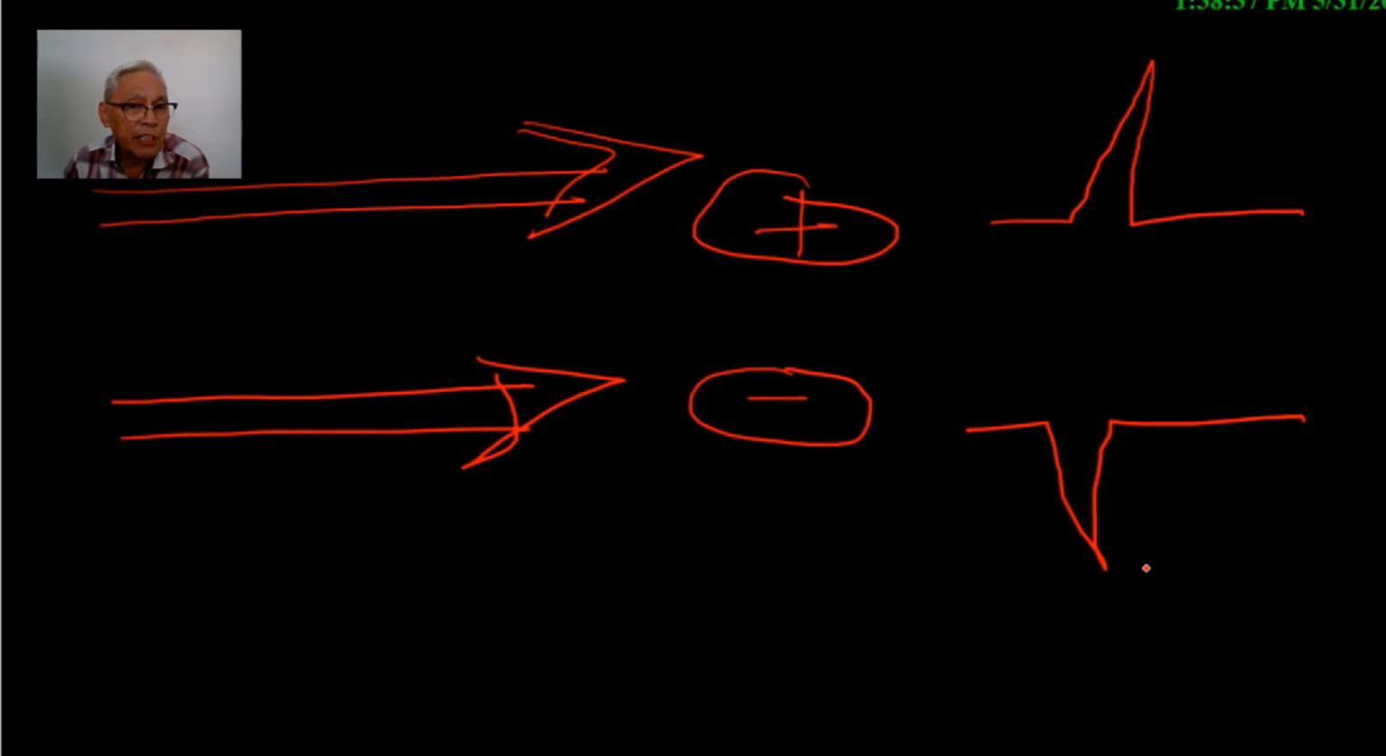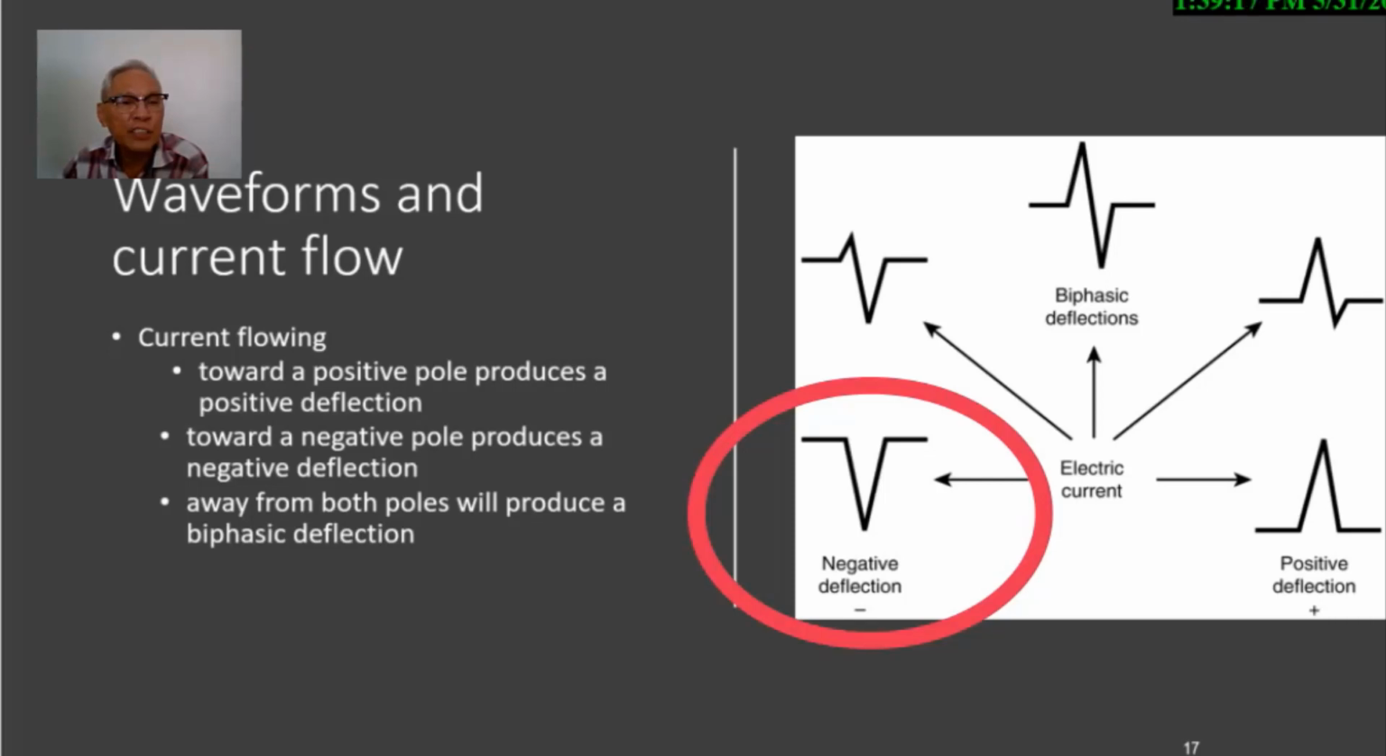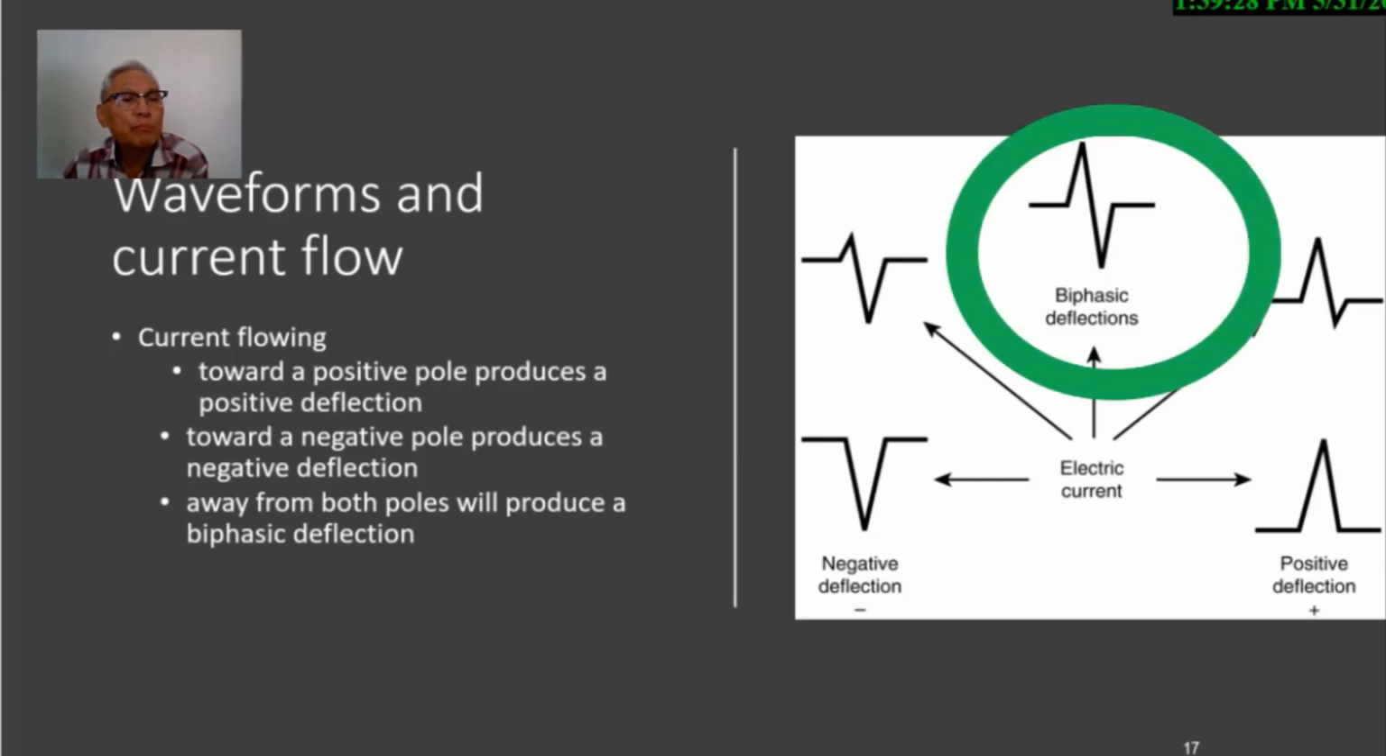and why it is sometimes positively deflected or negatively deflected. In essence, if current flows towards the positive pole, it produces a positive deflection, such as what you see over on this area. And if it is going to move towards a negative electrode, it's going to produce a negative deflection, as illustrated in this particular waveform. And if it is going away from both poles, it will produce a biphasic deflection.